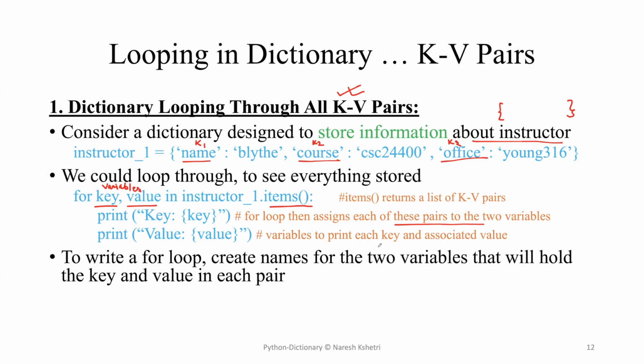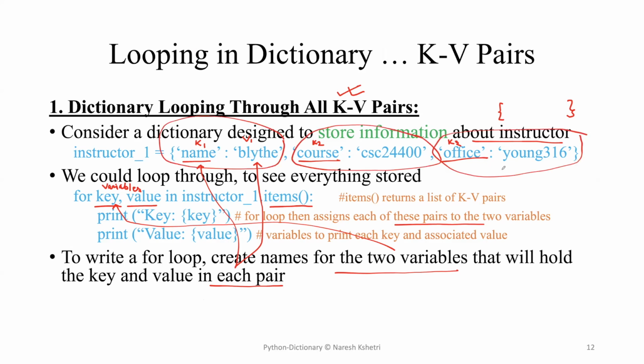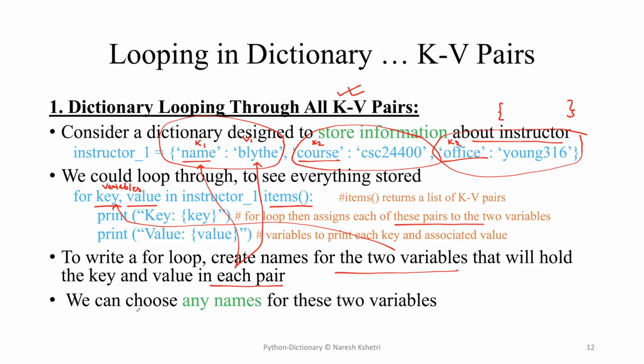We create names for the two variables. Those two variables hold the values of each pair, for example key 1 and value 1. For each key and each value, we keep on repeating until we run out of pairs, whether one pair or 3 pairs, however many pairs we have. Again, we can choose any names for these two variables, like x and y, or any other name you like. Just to make it easy, I have chosen key and value. That's it. We will go through the other 3 in the next video.